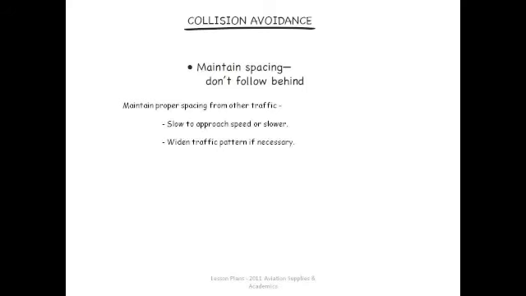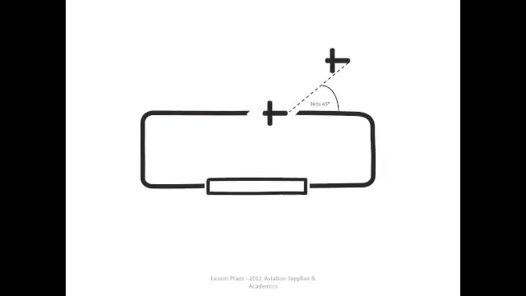Another collision avoidance tactic is to maintain spacing by not following behind. Maintain proper spacing from other aircraft by either slowing to approach speed or slower, or widening the traffic pattern. Also, don't follow directly behind another plane. Fly 30 to 45 degrees outside of the other aircraft's traffic pattern.